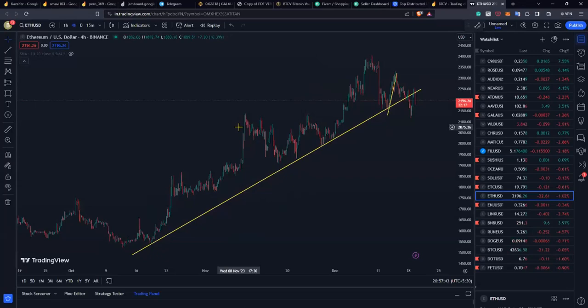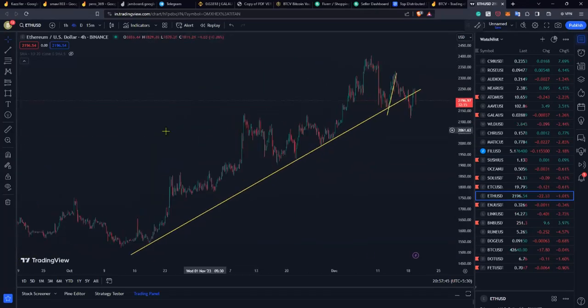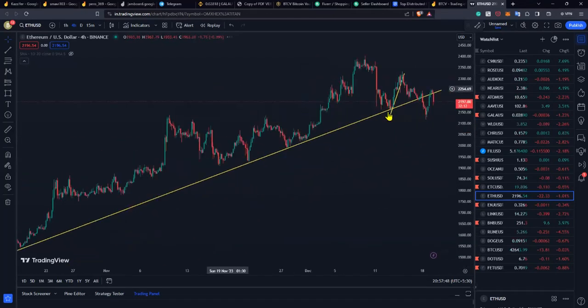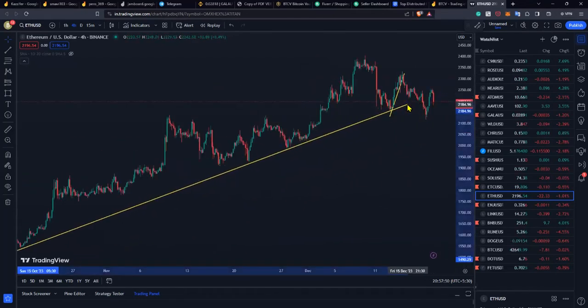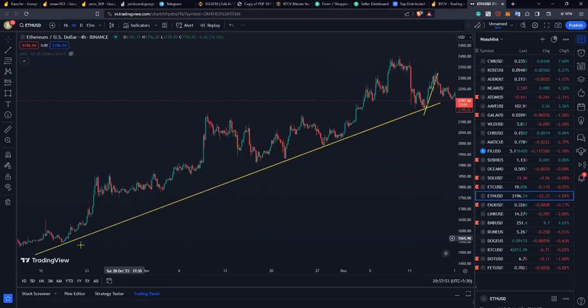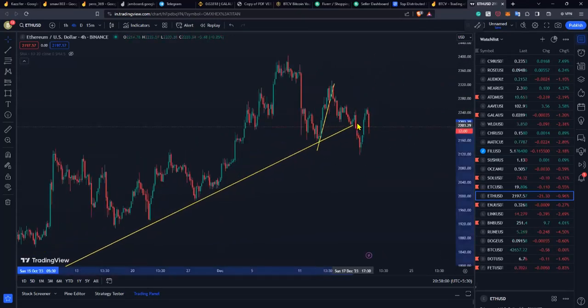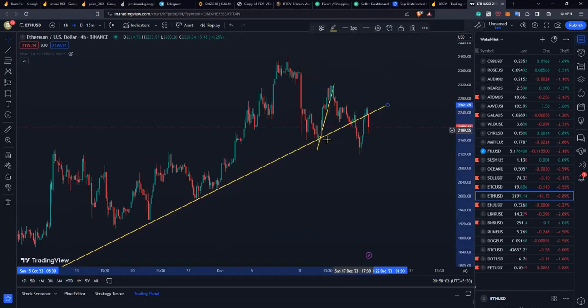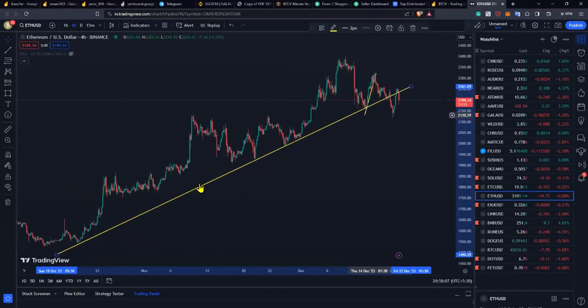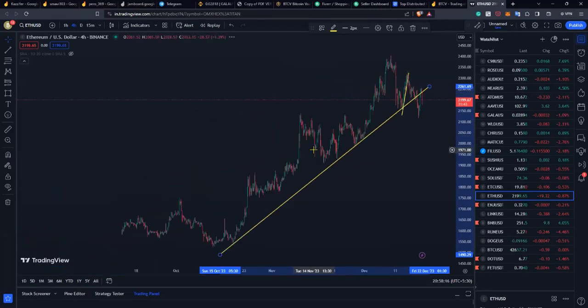Now you can clearly see I have a trend line right here, and how I drew it: point A, point B, point C, and then point D. And now you can clearly see the trend line is broken, and almost that trend line is now acting as a resistance trend line. So this was a support trend line till now, and now it is acting as resistance. So there is a chance that the market, or Ethereum, might go down, and this trend line will act as resistance.